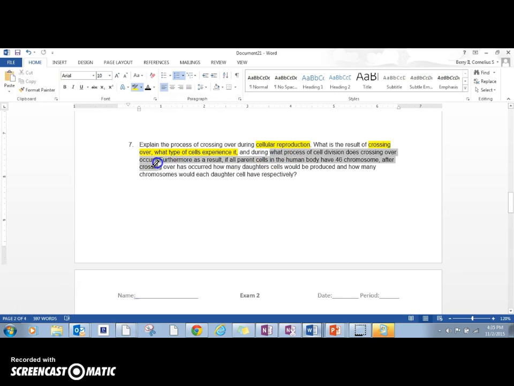Because this question is so heavy with questions, I'm going to point out all of the questions that need to be answered. This question is very simple. It's not that difficult. It just asks you a lot of simple questions. Furthermore, as a result, if the parent cell of the human body has 46 chromosomes, after crossing over has occurred, how many daughter cells, this is your question right here, how many daughter cells would be produced and how many chromosomes would each daughter cell have?